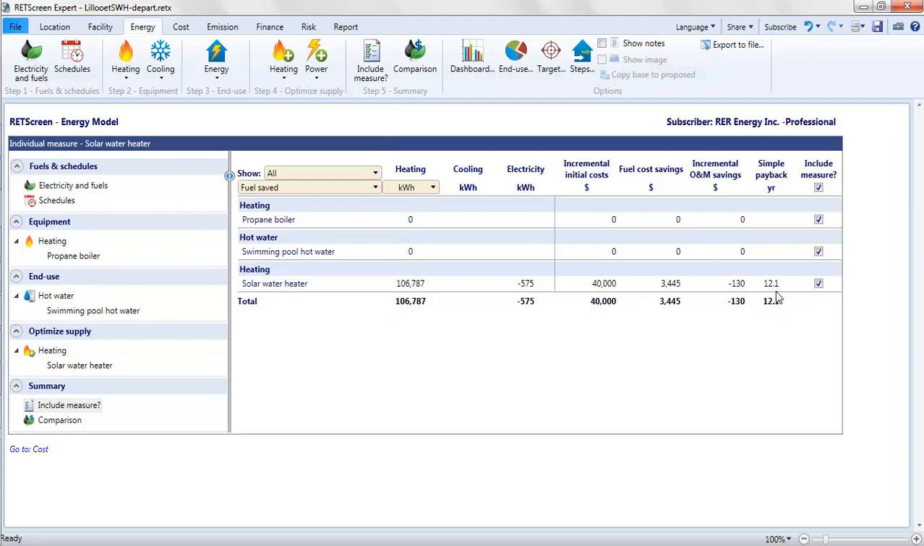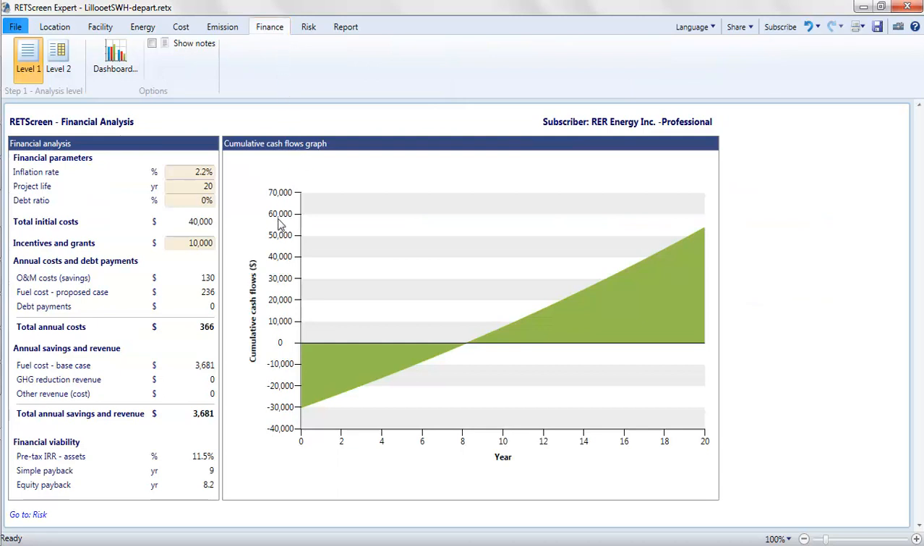The include measure table summarizes the project and indicates a simple payback of 12 years, but this does not include the $10,000 incentive found on the finance page. With the incentive, the simple payback period is 9 years. The $40,000 equity investment is paid back in 8.2 years. Furthermore, the internal rate of return of 11.5% reflects a relatively profitable project. A municipality or an energy service company with a long-term vision would find this attractive, as evidenced by this being a real project built in Lillooet a number of years ago.